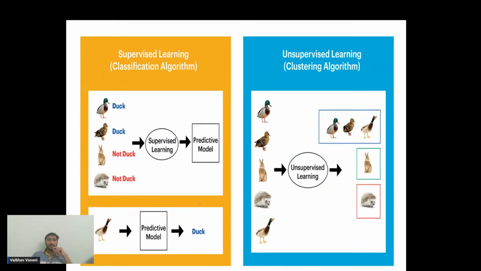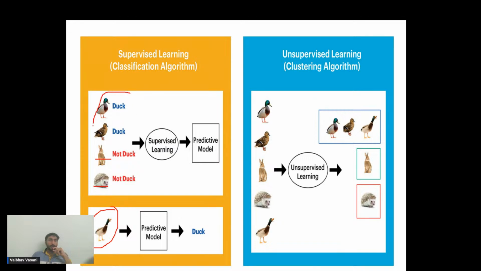So let's understand from this. A very good example is provided on this slide. This is a duck. This is a duck. This is not a duck, not a duck. In supervised learning, we get a predictive model, and then next time we provide this particular type of object, which is quite near to this because it has feathers and all. But these two objects do not have feathers, right? Then this particular object is predicted as a duck.